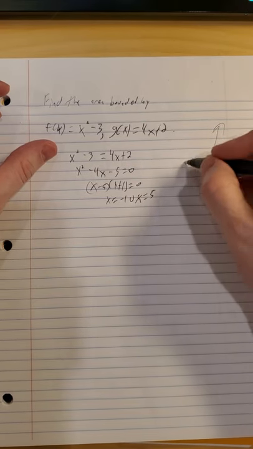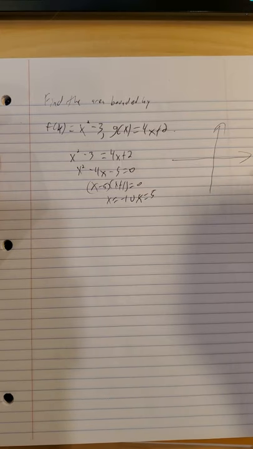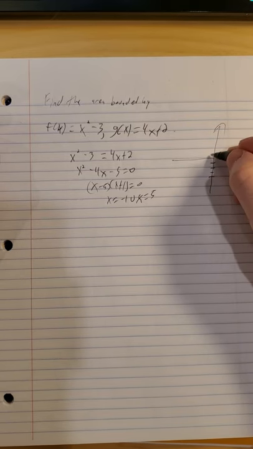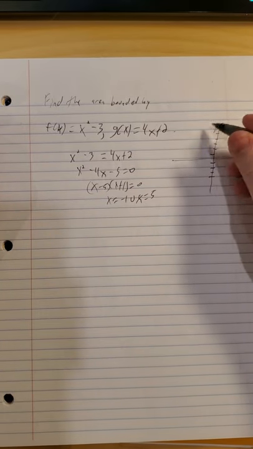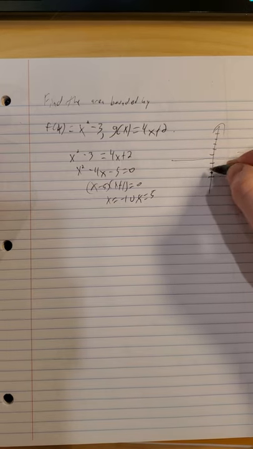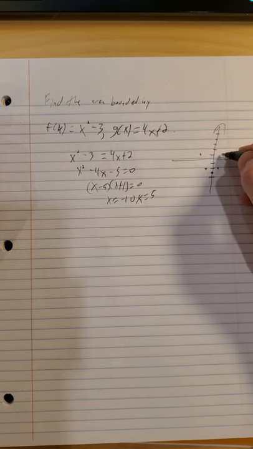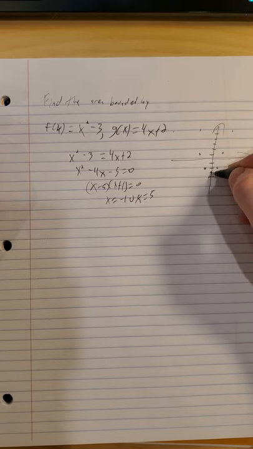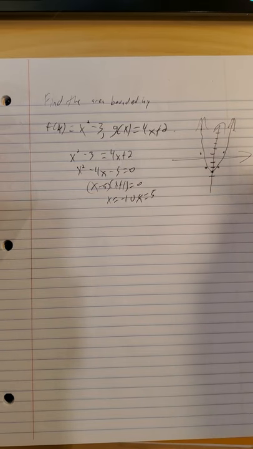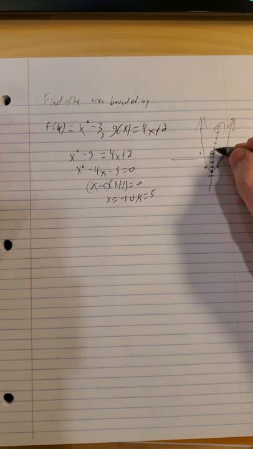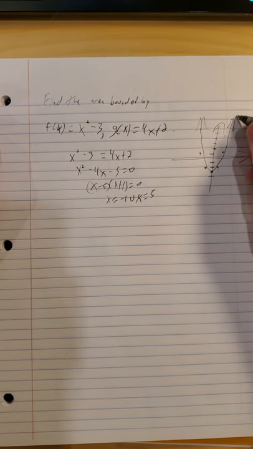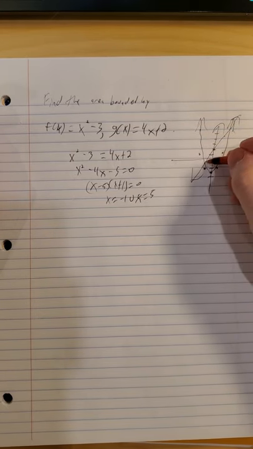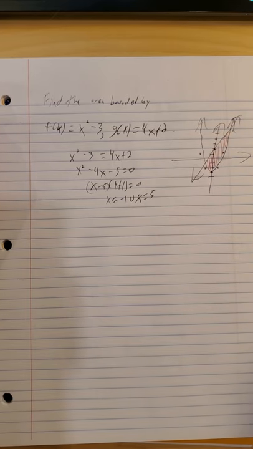Next, we'll draw a quick little sketch of this and see which one is the top function, which one is the bottom function on these given boundaries. So let's set up my scales here. The first one, vertex is at 0, negative 3. Parabola opening up. Our second one is linear. Y-intercept at 0, 2, slope of 4. So up 4, right 1, and so on. So the area that was enclosed has the linear as the top, the curve as the bottom this time.